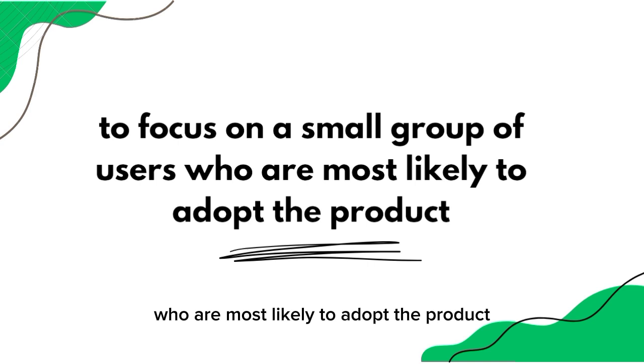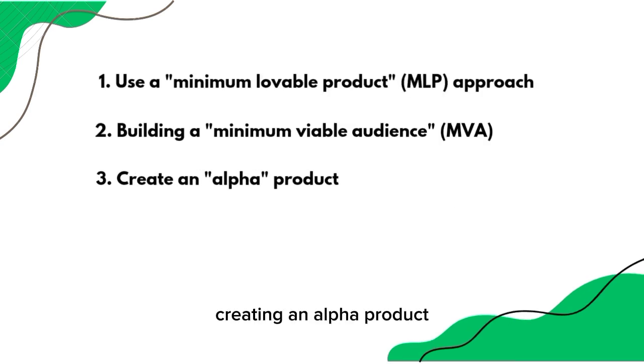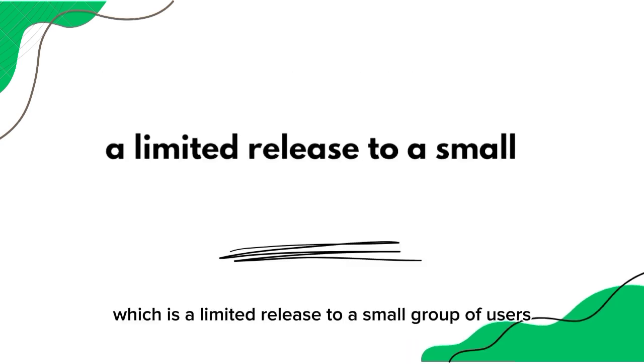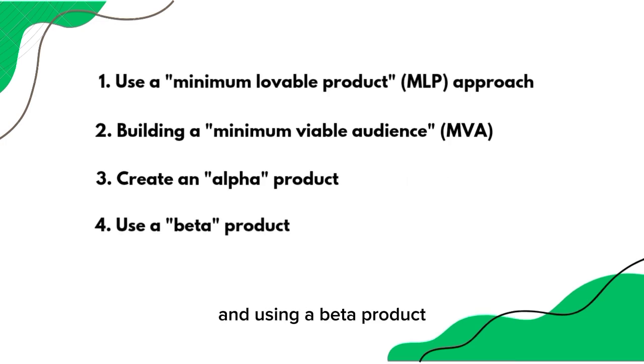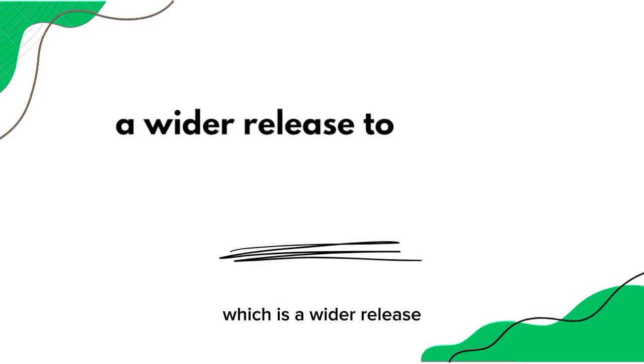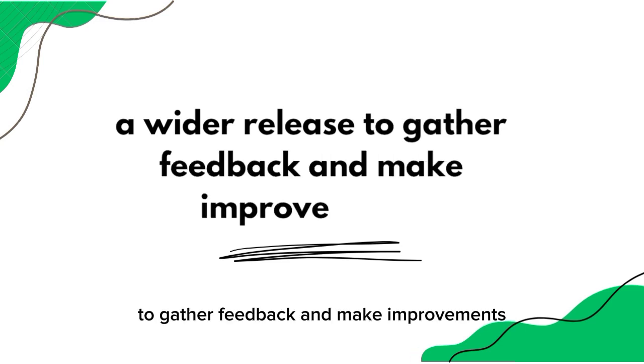adopt the product, creating an alpha product which is a limited release to a small group of users for testing, and using a beta product which is a wider release to gather feedback and make improvements.